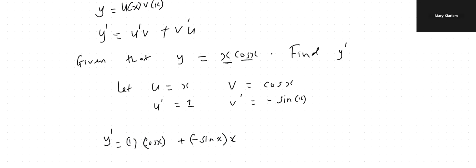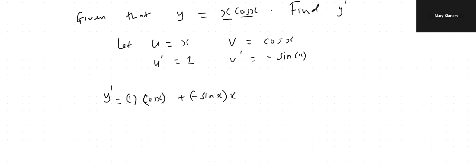So then from there we have to simplify that, and if you simplify there we get cos x for the first part minus x sine of x, and that becomes the derivative of that function.